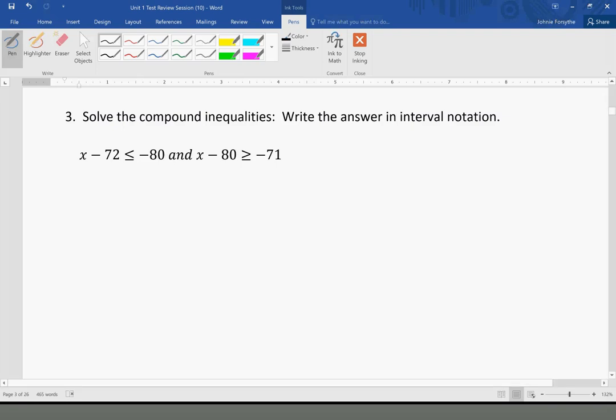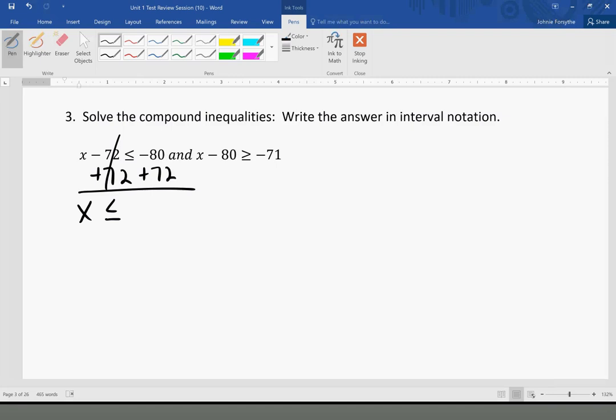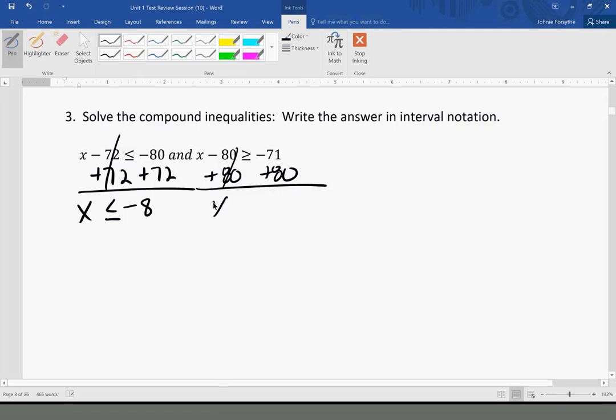All right, so we're going to solve each inequality individually. We're going to start by adding 72 on the first one. So now I have x is less than or equal to negative 80 plus 72, which is negative 8. Now we're going to solve the other one. We're going to add 80 to both sides. So I have x is greater than or equal to negative 71 plus 80, which equals positive 9.